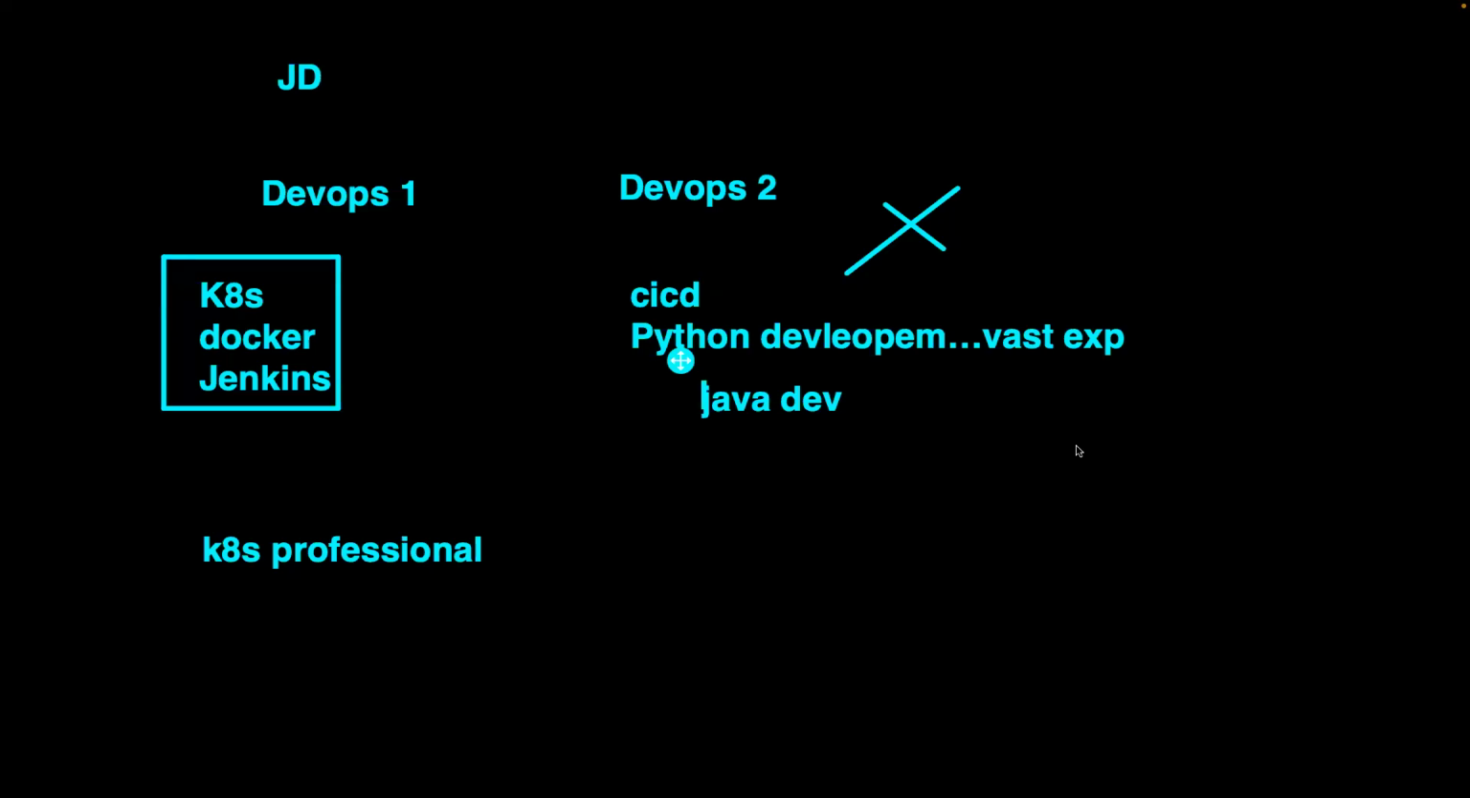Do you want to become a developer? Then why learn DevOps? Just learn development and you can go for it. So that's how job descriptions would be. You focus on what you want to become, not just get carried away by what you see over there in the job description. Choose the job descriptions which suit you.